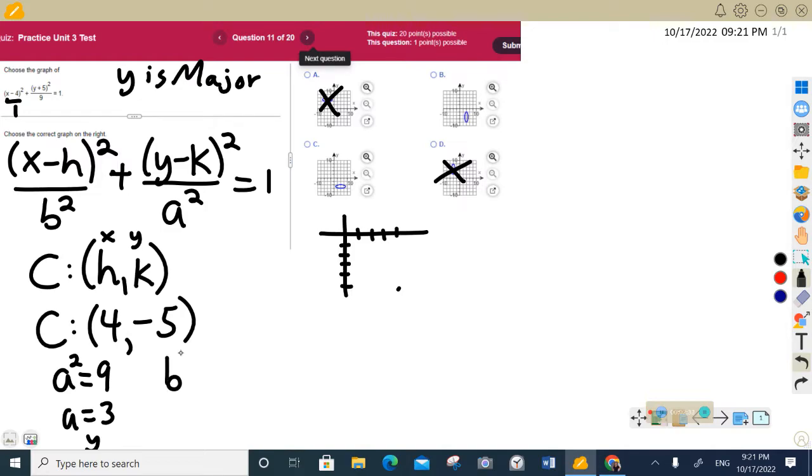All right, B squared was 1. So B is also going to be 1 because the square root of that is 1. That's going to be how far you go in the x direction. So you're going to go 1 left, 1 right in the x direction, but up 1, 2, 3 in the y direction. So your ellipse should look like that. So the answer is B.